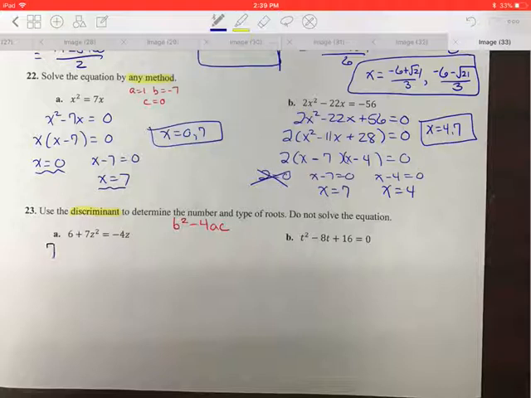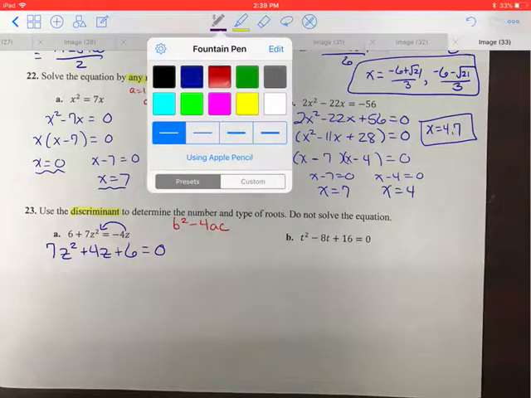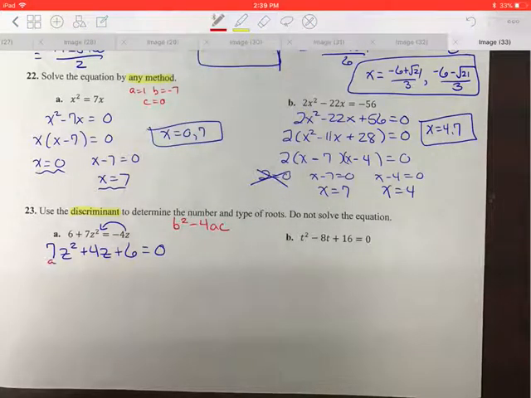So for A, I'm going to start by putting this back in standard form. So I'm rewriting my 7z squared. I'm going to bring that -4z over and make it a +4z. And the 6 is staying on the same side. I'm just going to put it at the end. So now I have A, B, and C.